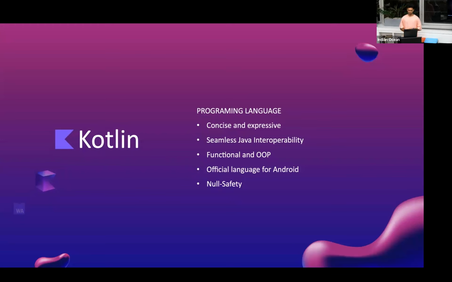It has seamless Java interoperability, which means you can use Java functions whenever necessary for the task you actually need to, and all the packages made in Java can run in Kotlin. It's functional and object-oriented programming, and it follows object-oriented programming paradigms. It's also an official language for Android, as officially declared by Google, and it follows null safety.